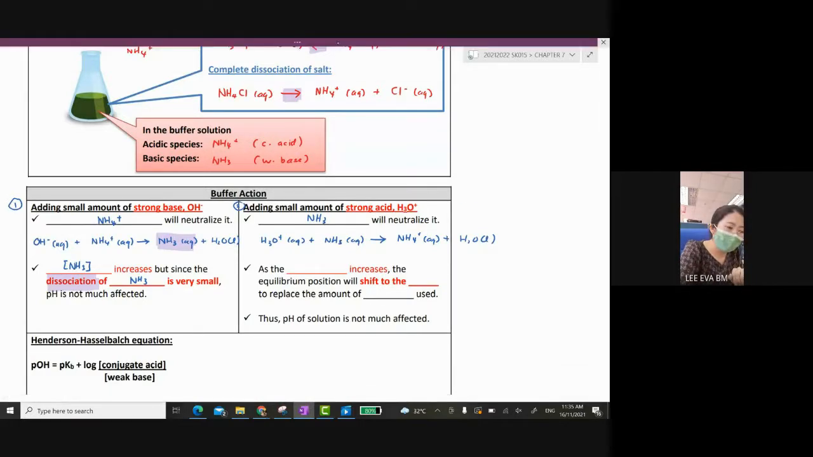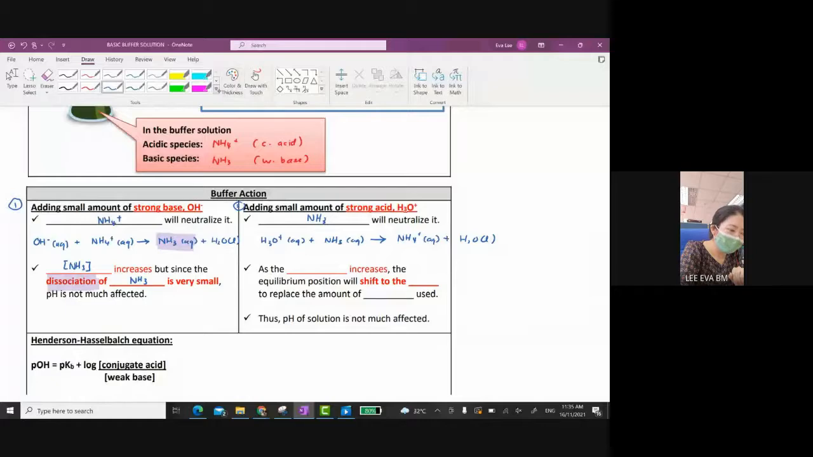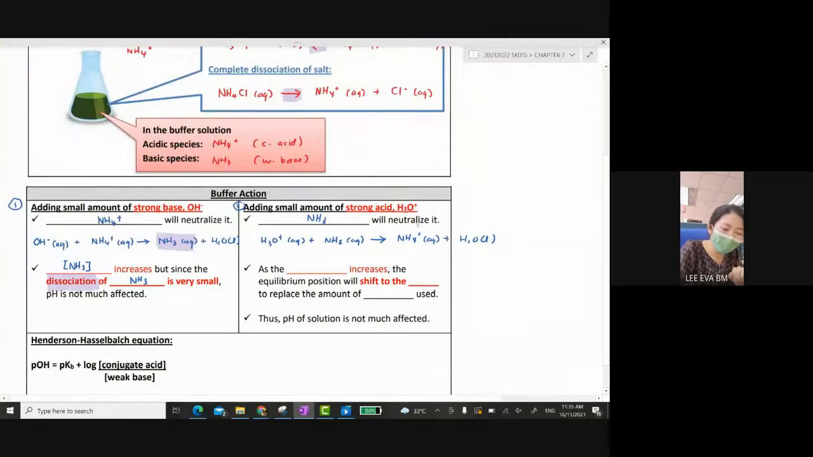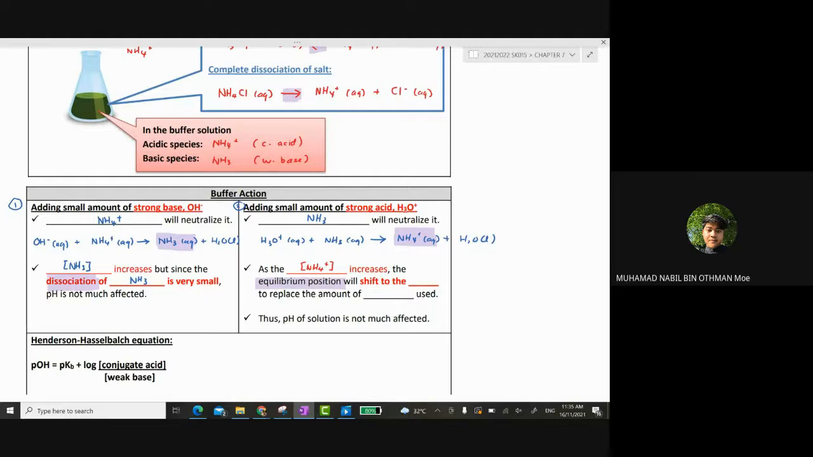Okay, so when we talk about the conjugate pair, in this case you have the conjugate acid, and you mentioned the equilibrium position. All right, so since the concentration of the conjugate acid increases, the equilibrium position will shift to the left or right? Left.